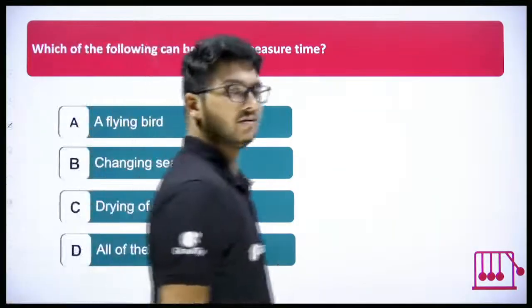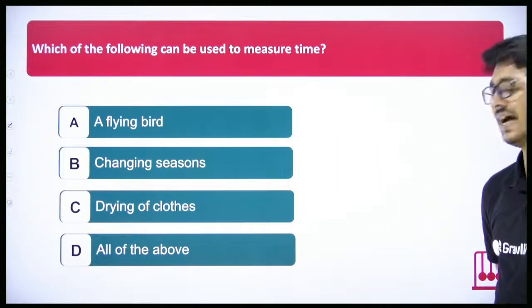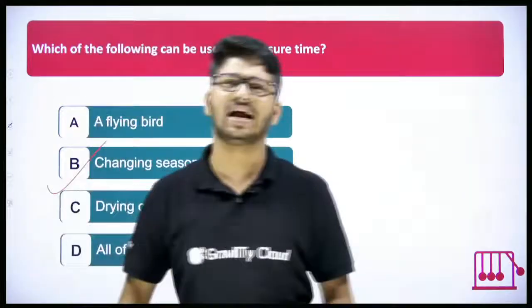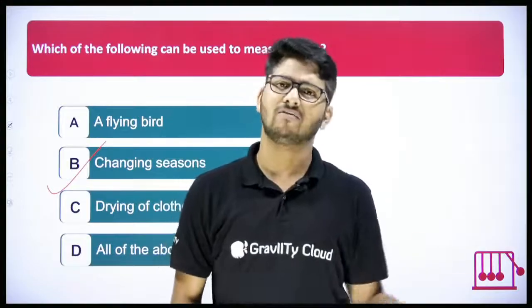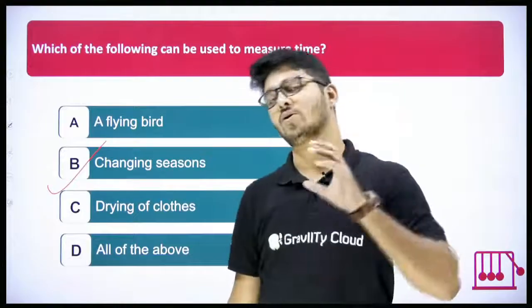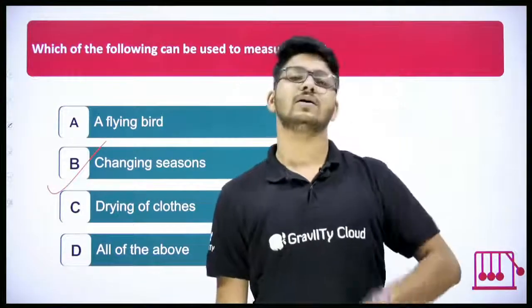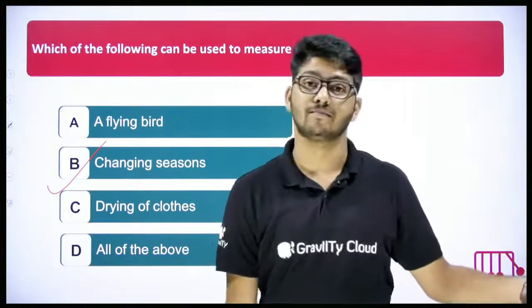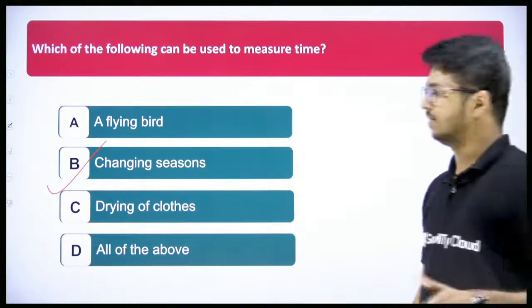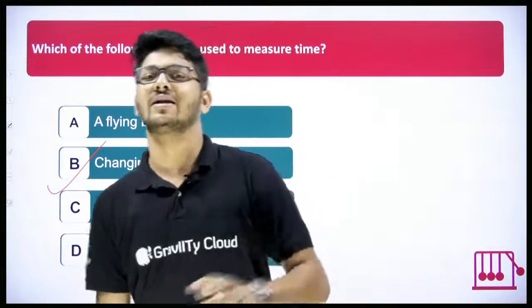Which of the following can be used to measure time? What do you think? A, B, C, or D? The correct answer is changing seasons, because a flying bird is random. We don't know for how long it will fly, after how long it will come back. But with changing seasons, we know the exact time. One season has gone, the same season has again come, that means it is 1 year. Yes or no? The changing of seasons can be used to measure time. Drying of clothes: in summer clothes dry quickly, in winter they take much more time.